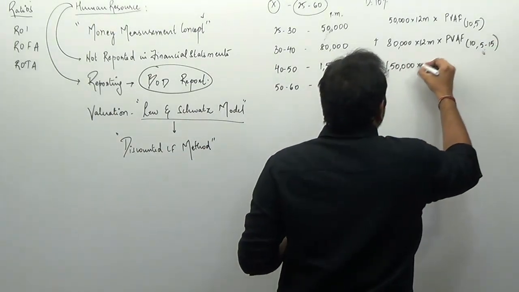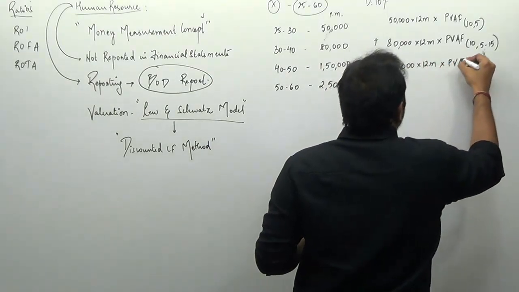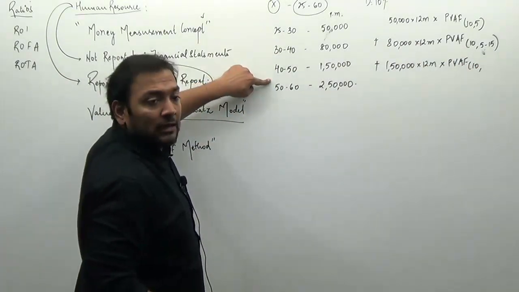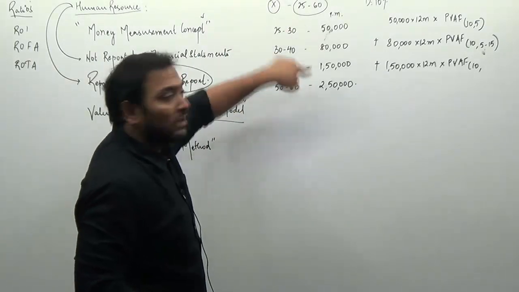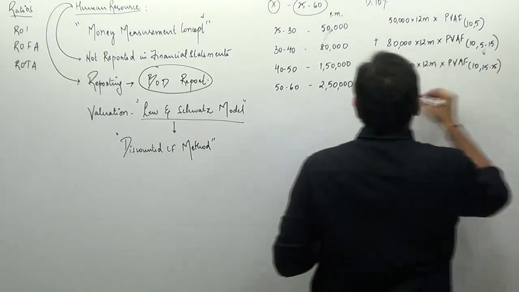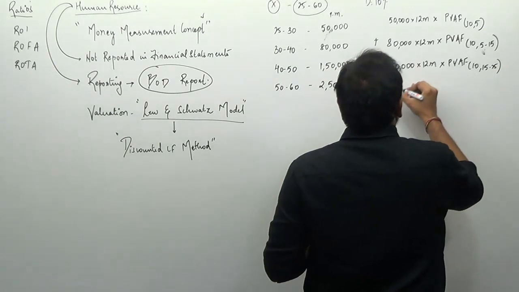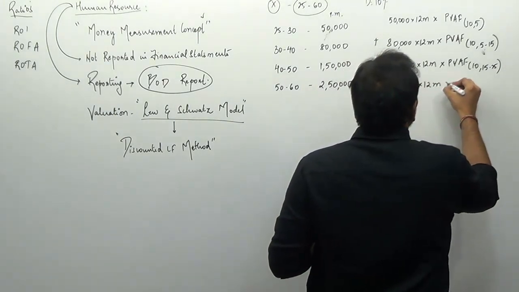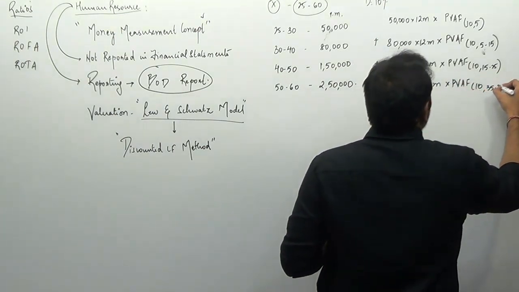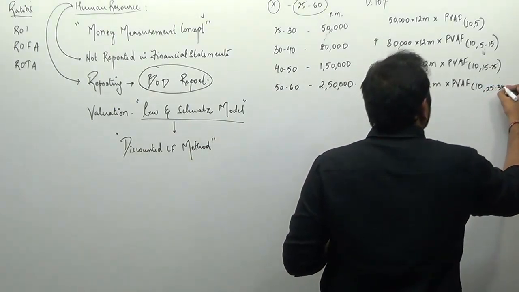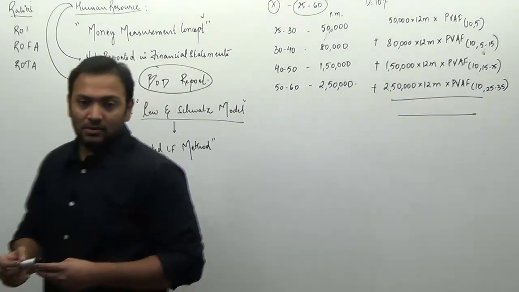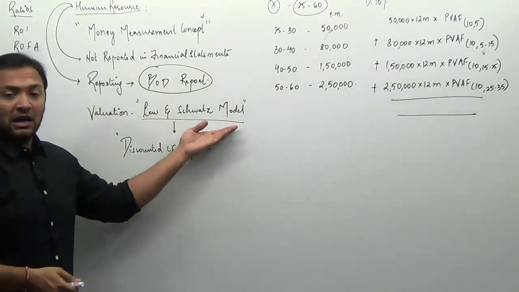1,50,000 into 12 months into PVAF. Come on guys, check. After 15 years, he'll be 40. Up to 50, that means for the next 25 years, he'll be 50. So I'll write this as 15 to 25. Plus 2,50,000 into 12 months into present value annuity factor, 10%, from 25 to 35. The total of this will be the value of Mr. X. So that is the Mr. X value given as per the Lev and Schwartz model.